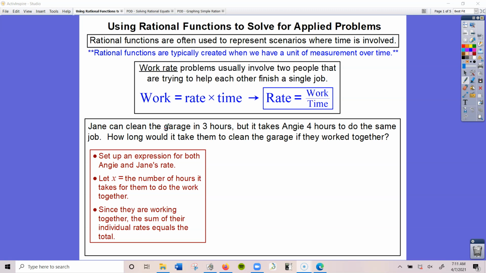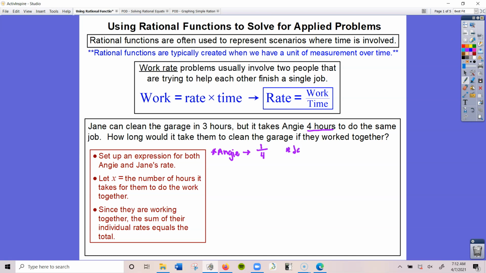It says here that Jane can clean the garage in 3 hours, but it takes Angie 4 hours to do the same job. How long would it take them to clean the garage if they work together? So I have here a guideline on how you can approach this type of question. First, we set up an expression for both Angie's and Jane's rates. Let's start with Angie. It says that it takes Angie 4 hours to clean the garage. So her work is to clean one garage, so 1, over her time, which is 4 hours.